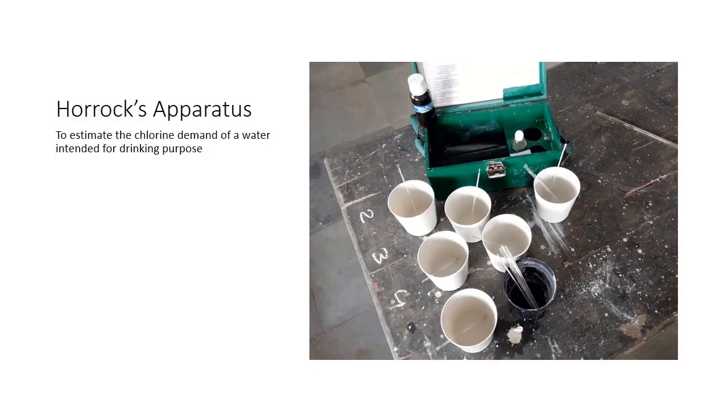Horrocks apparatus is used to estimate chlorine demand of a water source. Different water sources may have different chlorine demand depending upon the turbidity and contamination inside that water. Black cup and all 6 white cups are filled with water to be tested.